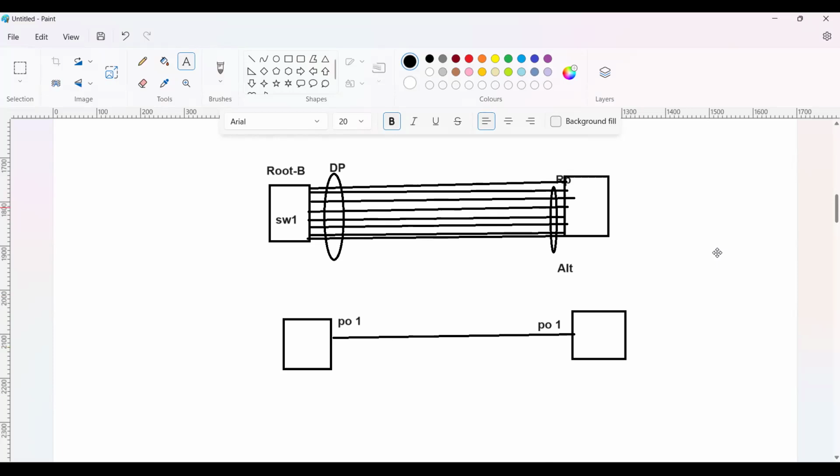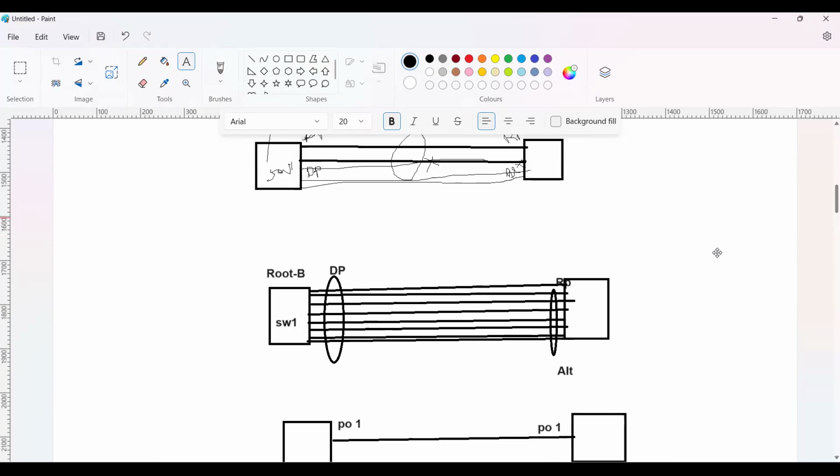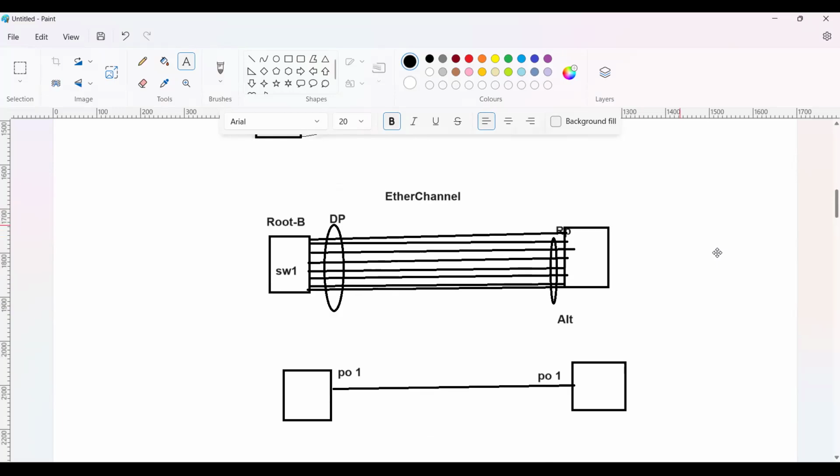This is all about Ether channel. Understood? Guys, any doubts?